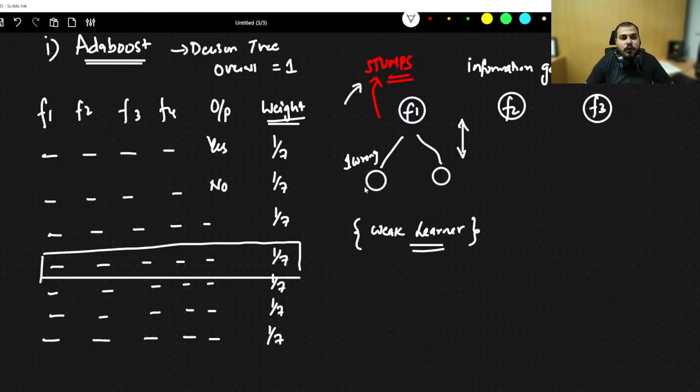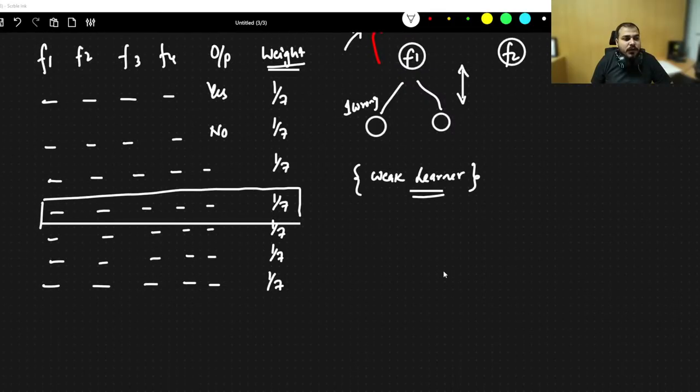Now, what do we need to do in this case? Understand, this is a very important thing. After this, we are going to calculate the total error. How many errors did this particular model make? Let's say that in this particular case, only one was wrong.